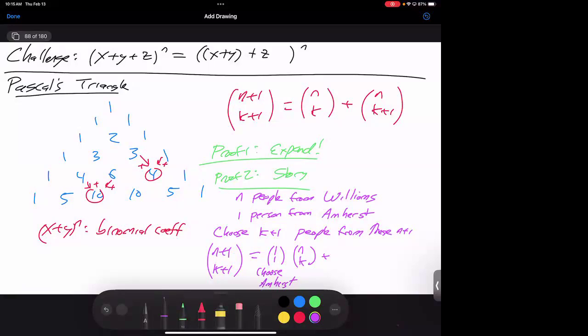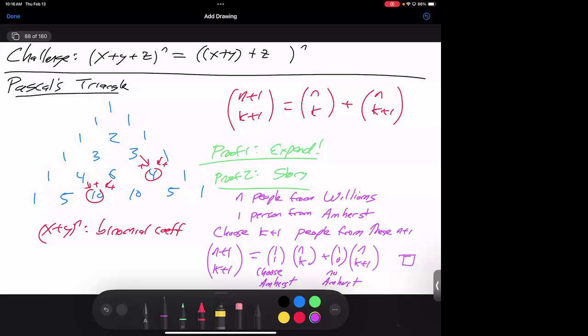So the Amherst population is just one person. We don't want to choose any of them. I'm sorry, 1 choose 0. 1 choose 0, right? We don't choose the Amherst person. No Amherst. And now how many Williams students do we need? Because we want to get up to k plus 1. We don't have anybody from Amherst. How many do we need from Williams? K plus 1. So it's just going to be n choose k plus 1.